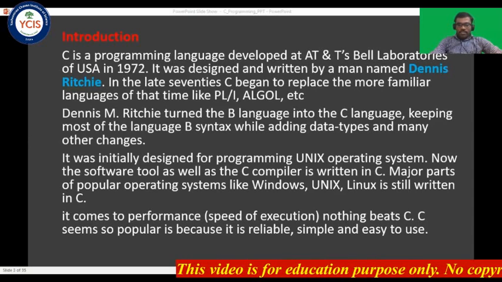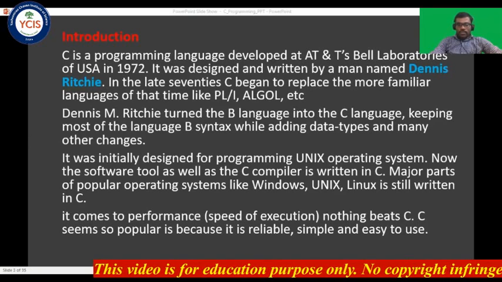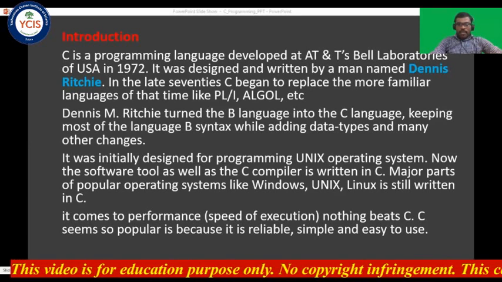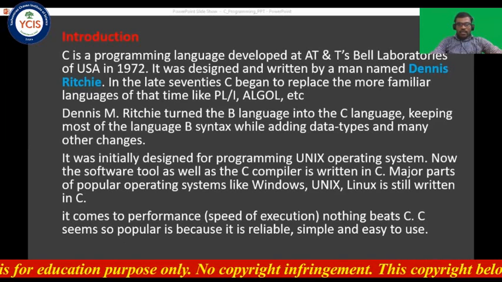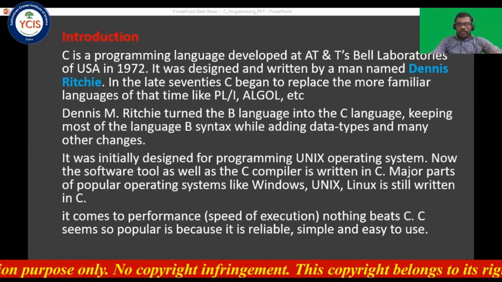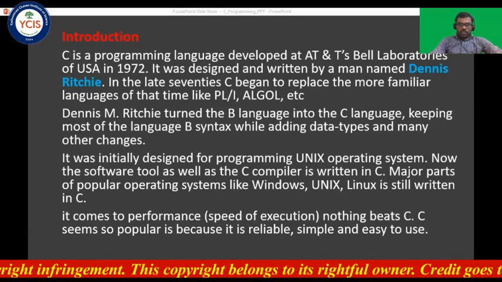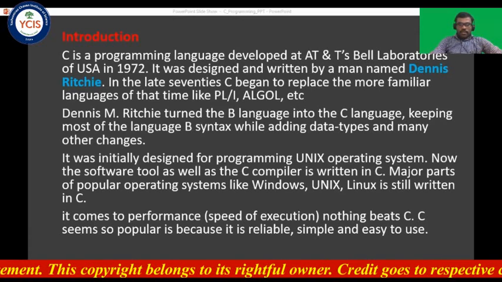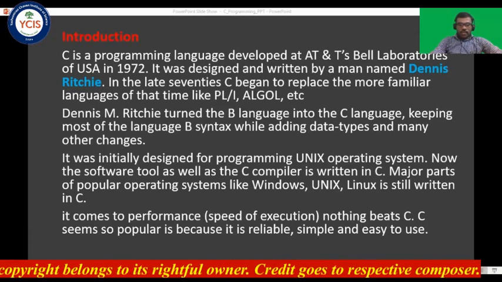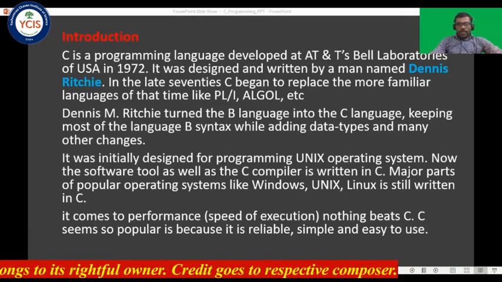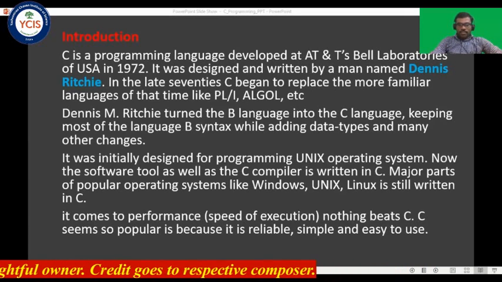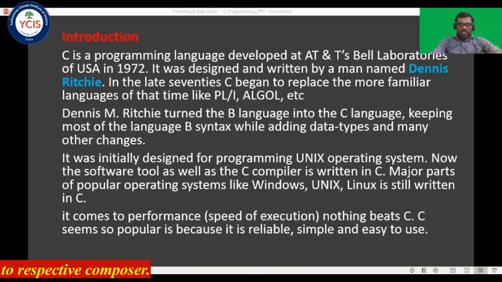The C programming language is an extension of the B programming language. B language was developed by Ken Thompson in 1969, based on the BASIC programming language. The drawback of the B programming language was the absence of data types. Dennis Ritchie added data types and many other minor changes to the B language to convert it to the C language. Initially, C language was designed to develop the Unix operating system. Nowadays, many popular operating systems like Windows and Linux are still written in C.